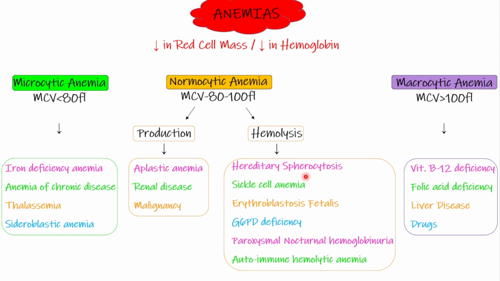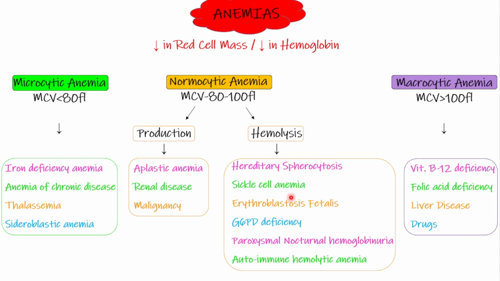Now, this spherical shaped RBC, whenever it is passing through any small pore, will be ruptured, causing anemia. So when the RBC is ruptured, the RBC is hemolyzed. So this is hemolysis, and this will give a normocytic picture. Then we have sickle cell anemia.